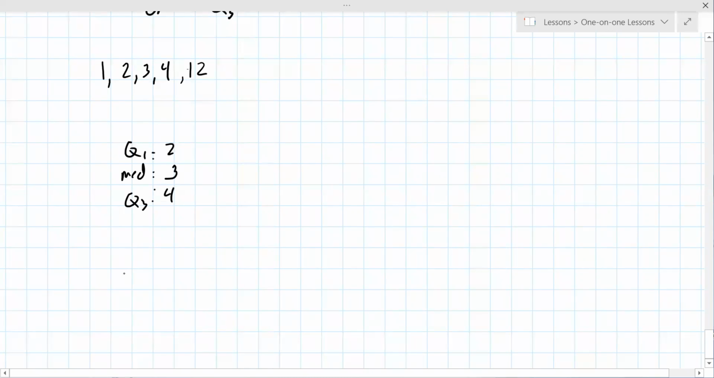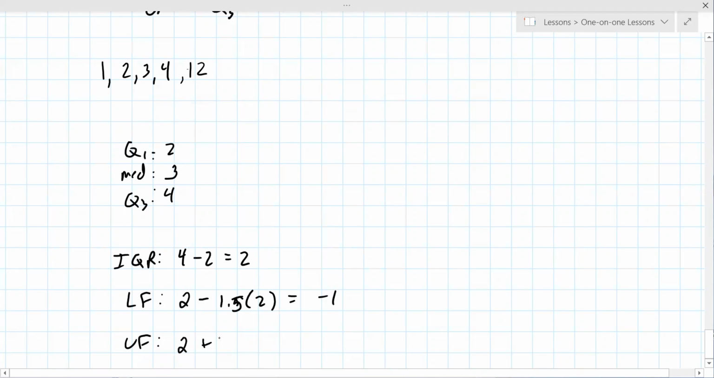So your interquartile range is 4 minus 2, which is 2. So your lower fence is 2 minus 1.5 times 2. It's always 1.5. And then your upper fence is 4 plus 1.5 times 2, which is 7. So notice that 12 is an outlier. Okay, so now we can finally draw one where you have an outlier so you can see how to do this.